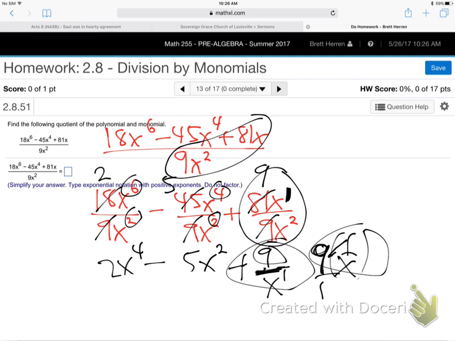Will MathXL let us plug it in like that? I believe so. I'm not sure. But it is mathematically the same. All right, good.